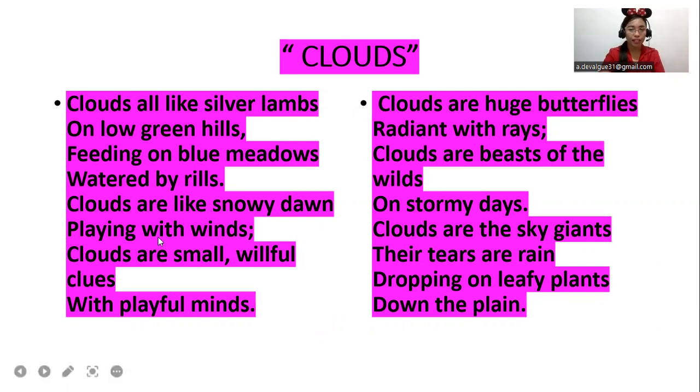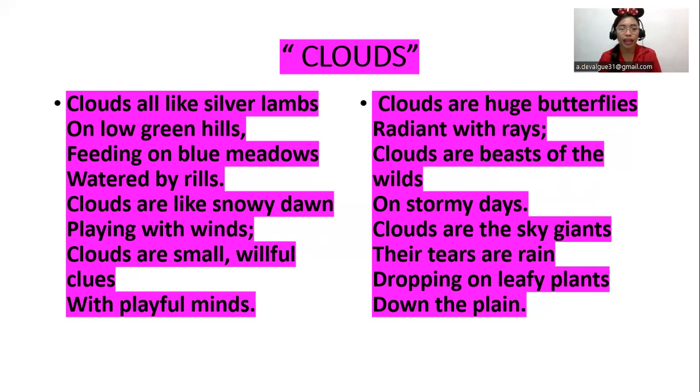Now this time, class, let's answer. Take a look here. To what are clouds being compared to in the poem? Yes, very good. So clouds are being compared to silver lambs. What else? Yes, snowy dawn, small willful rills, huge butterflies, beast of the wilds, and also the sky giants.